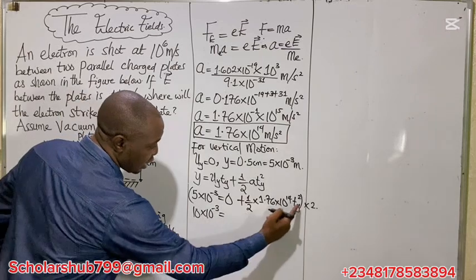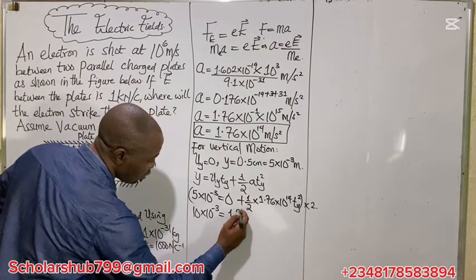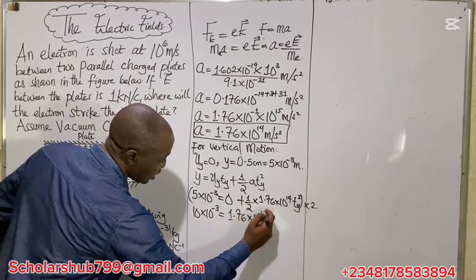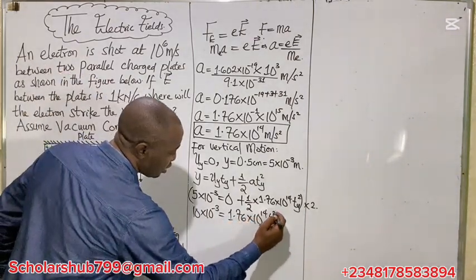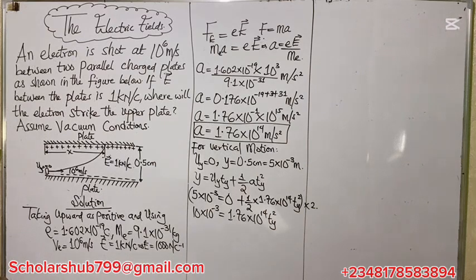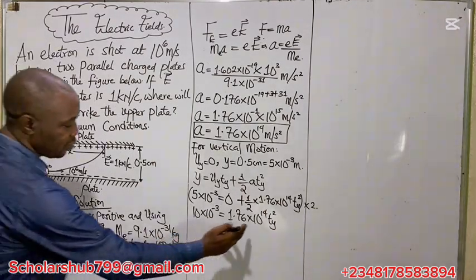Okay, multiplying this by 2 will reduce to 1.76 times 10 raised to the power of 14 because the 2 will cancel out. So then we have ty raised to the power of 2. All right. Now let's get the value of ty.